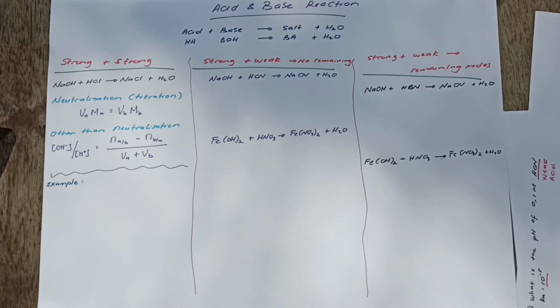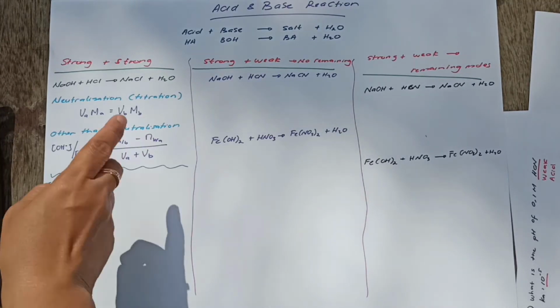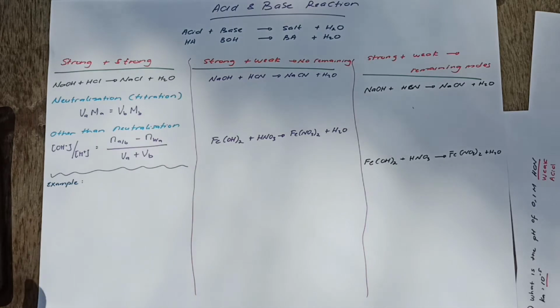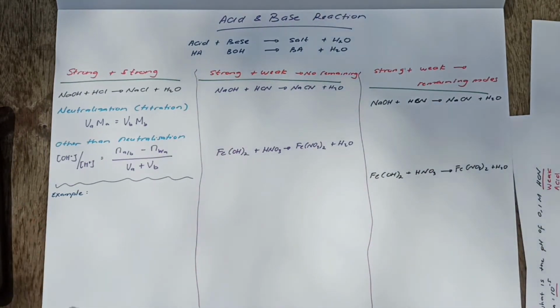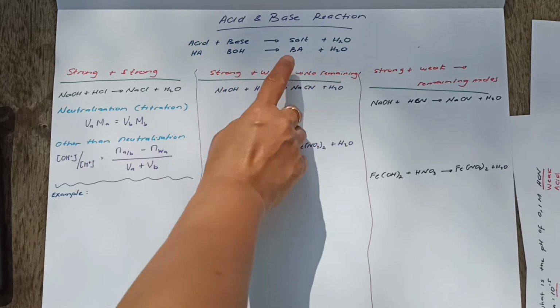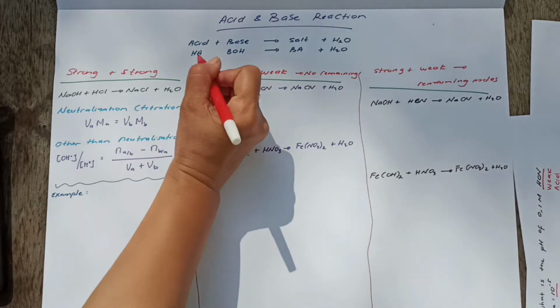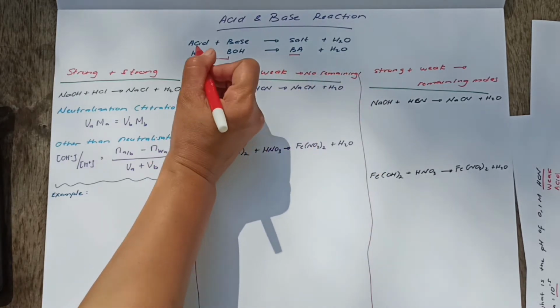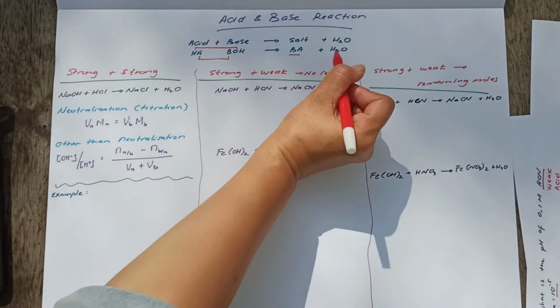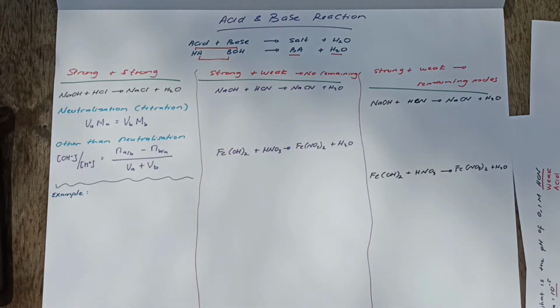Now, acid and base reaction. In the reaction, the acid we consider is HA plus the base, which is BOH. It's going to create salt, while H will react with OH creating water.